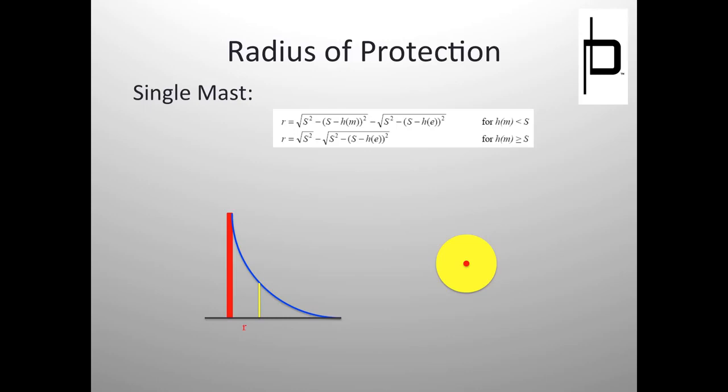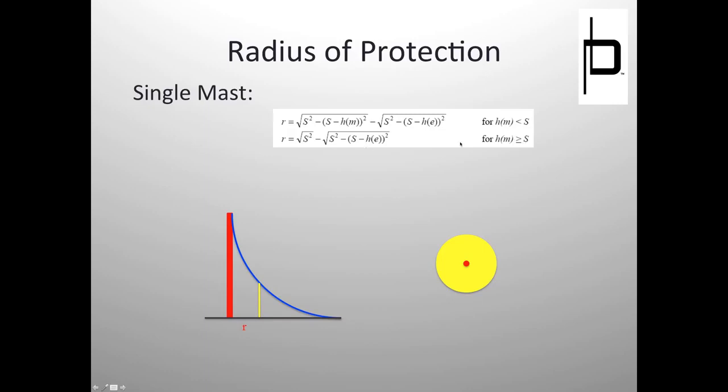And that's given by these formulas. The radius of protection is given by this. Again, we said for HM greater than S, whereas for HM less than S. HM is the mast height. When the mast height is less than S, you have this formula. When the mast height is greater than S, you have a shortened formula.